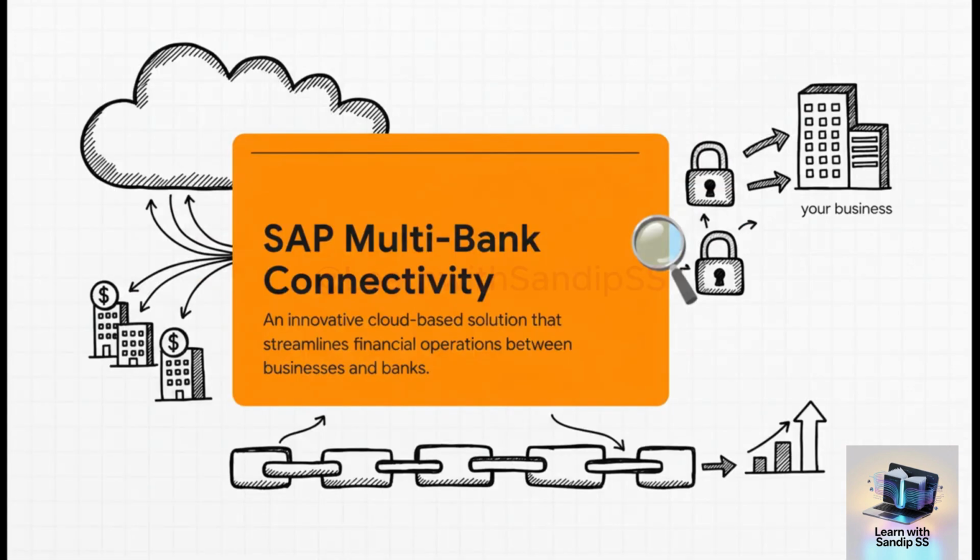It was just this tangled web of individual links, and every single one was a potential point of failure. But the new way completely changes the game. It uses a single, super secure digital channel called SAP Multi-Bank Connectivity. It's a cloud-based solution that's designed from the ground up to streamline all the financial back and forth between your company and all of your banking partners.